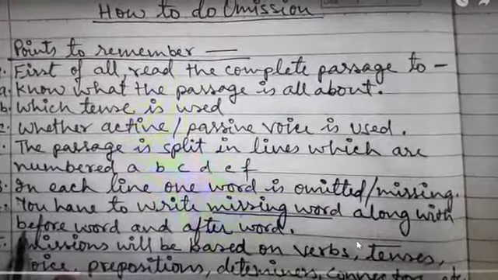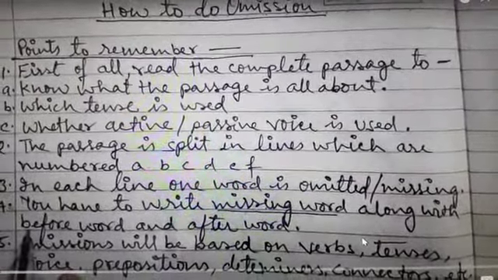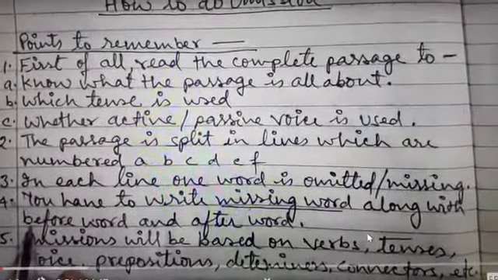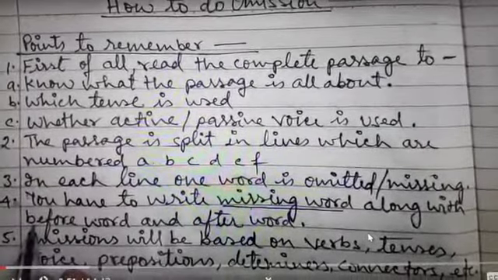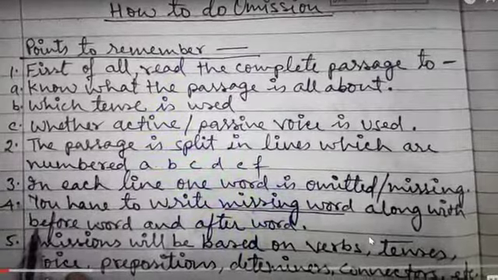And the next one: omissions will be based on verbs, tenses, voice, prepositions, determiners and connectors, etc. As in the previous class we discussed, the editing task is mostly based on grammatical errors.